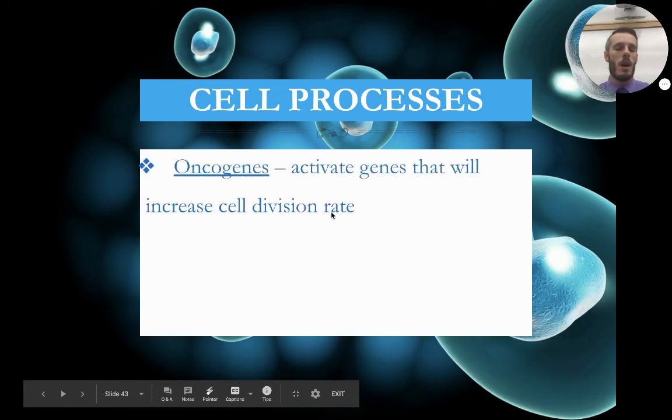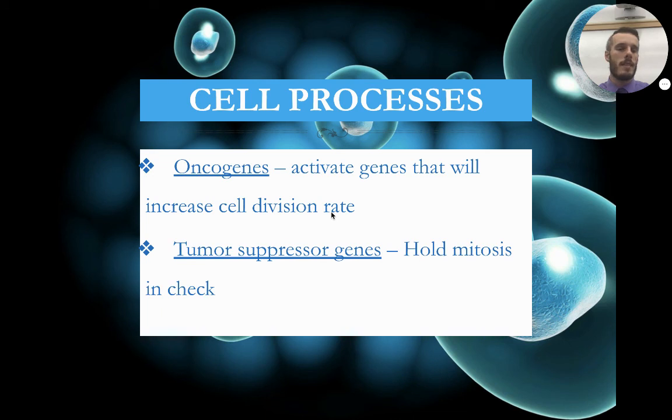All right. So there are a couple different genes that will contribute to the formation of cancer. They're called oncogenes and tumor suppressor genes. So oncogenes, when they're activated, will increase the cell division rate. Okay, so that has its uses, but if these get activated because of a mutation or something like that, then that can cause an uncontrolled cell division rate. Tumor suppressor genes help to hold mitosis in check. So these kind of work against each other.